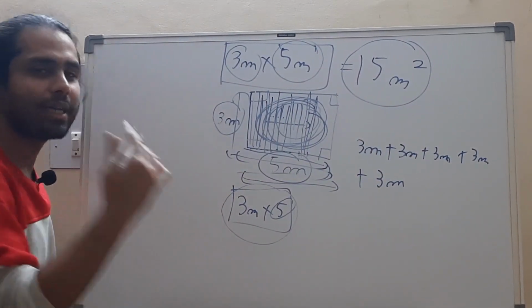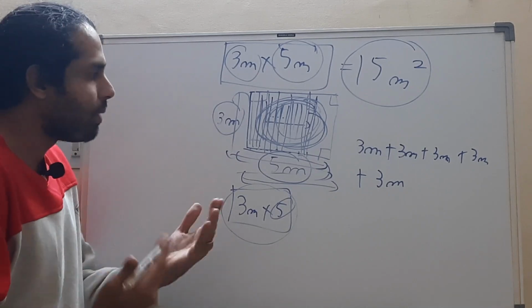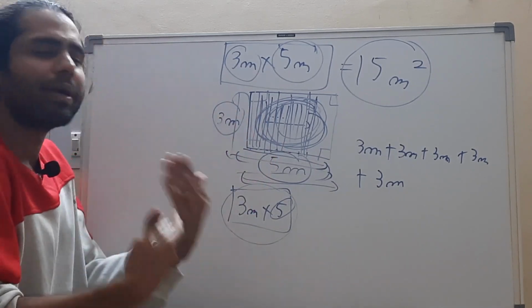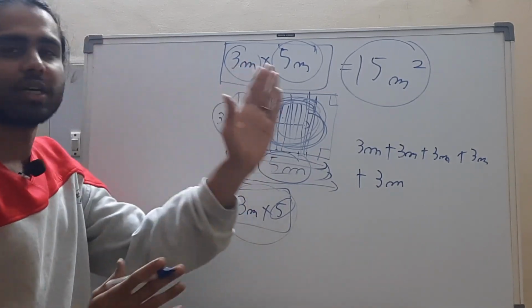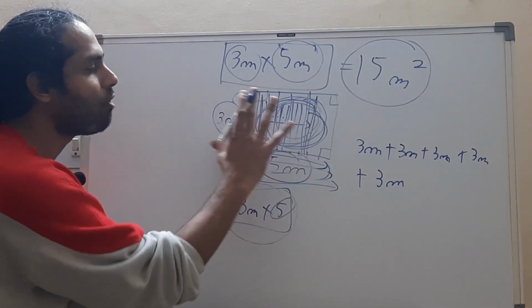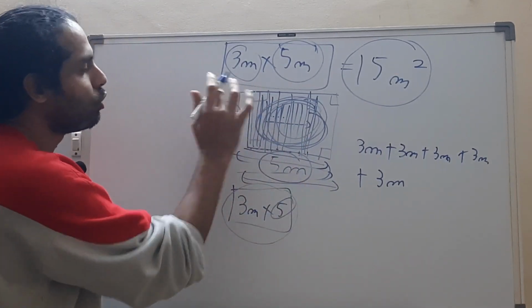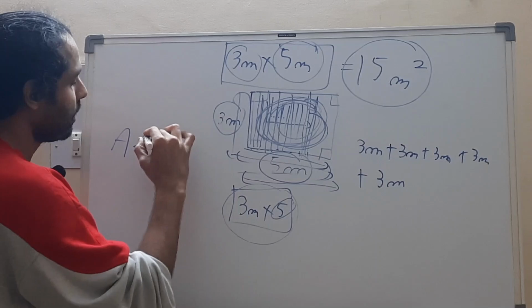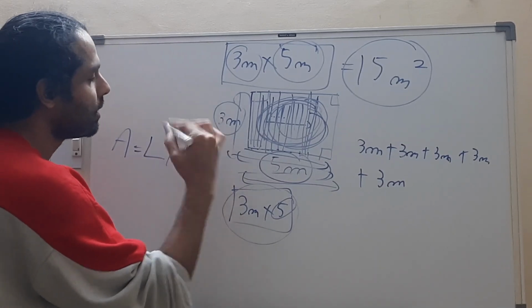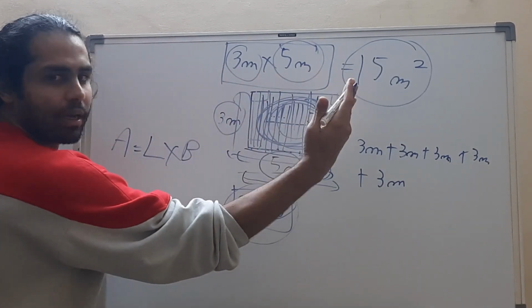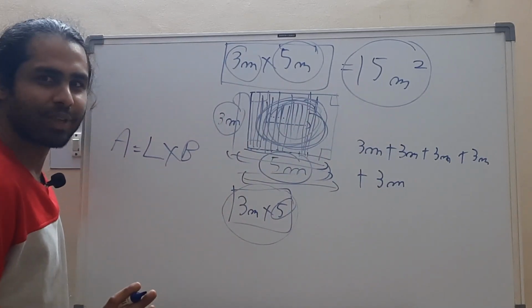So this is basically a physical way of thinking about area. It's not the only way, but it's one interesting way. And that gives us our fundamental formula of area of a rectangle, length into breadth. I'll write that here. Area is length into breadth. Just think of stacking and covering the entire space.